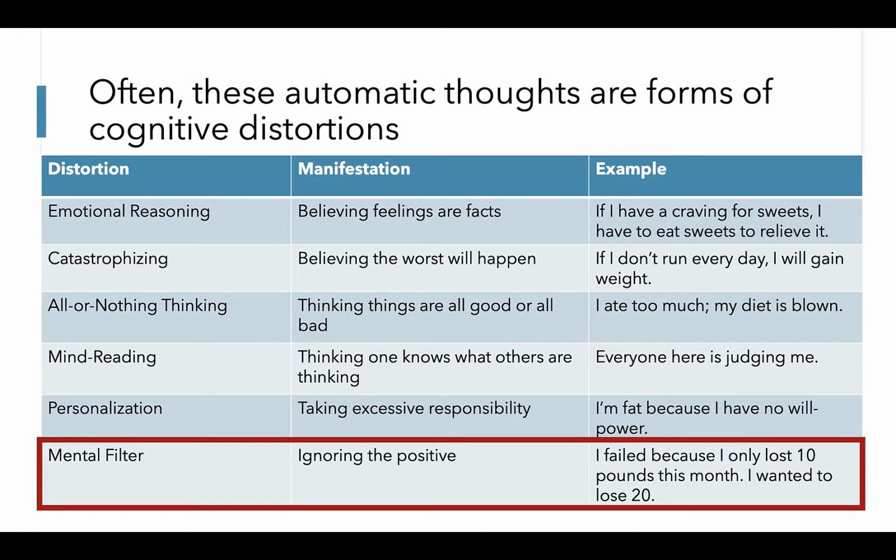An example of a mental filter would be an individual who said, I failed because I only lost 10 pounds this month. I wanted to lose 20. This person is focusing on the fact that they didn't meet their goal, but they're missing the perhaps more important fact that they lost 10 pounds. That's a huge accomplishment. But by ignoring the positive, they're not letting themselves celebrate and enjoy that accomplishment, but rather just focusing on what they didn't accomplish.